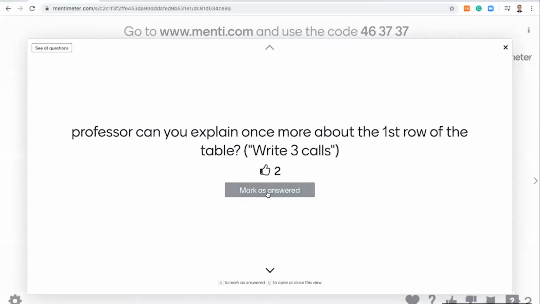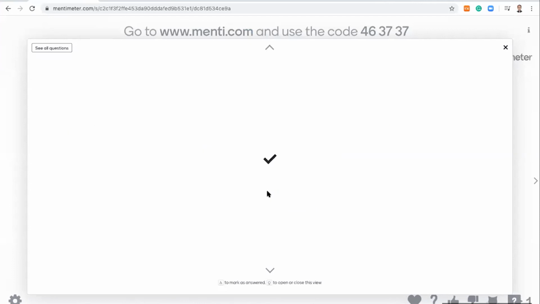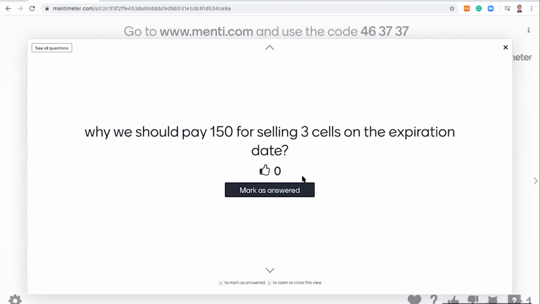Okay, Mark has answered. And what else? Okay, why should he pay 150 for selling 3 shares? Yeah, this is what I explained. So I hope you understand it.